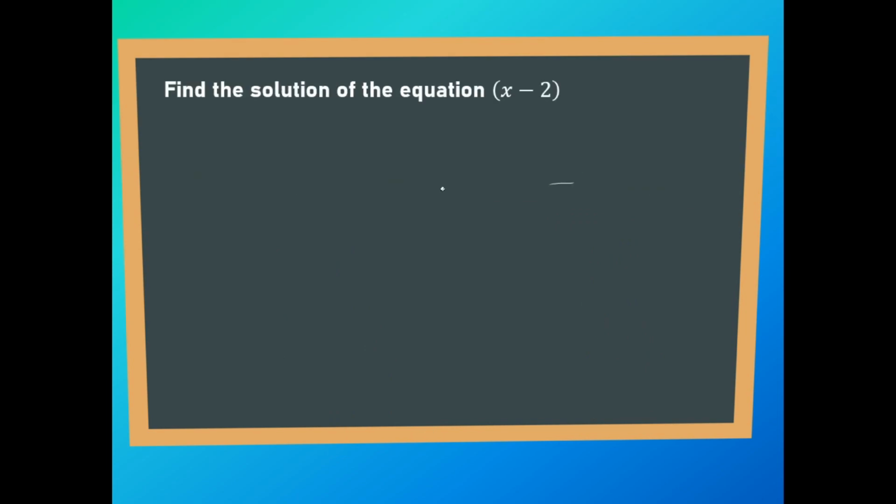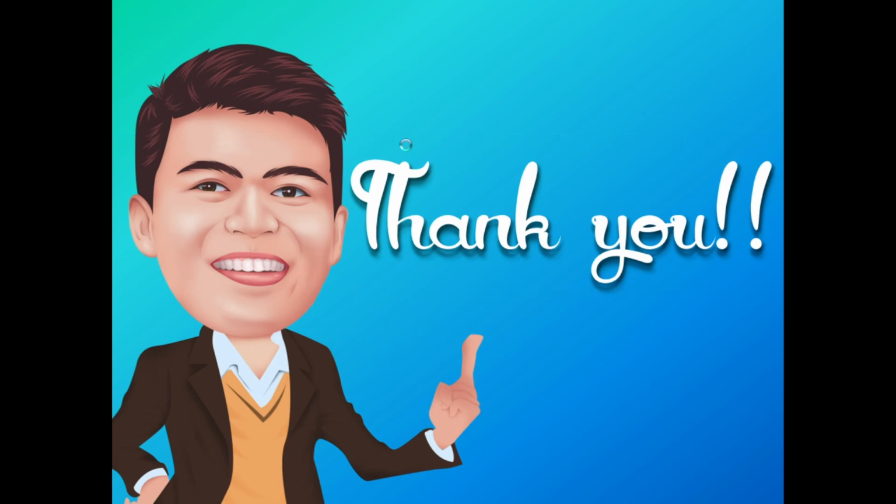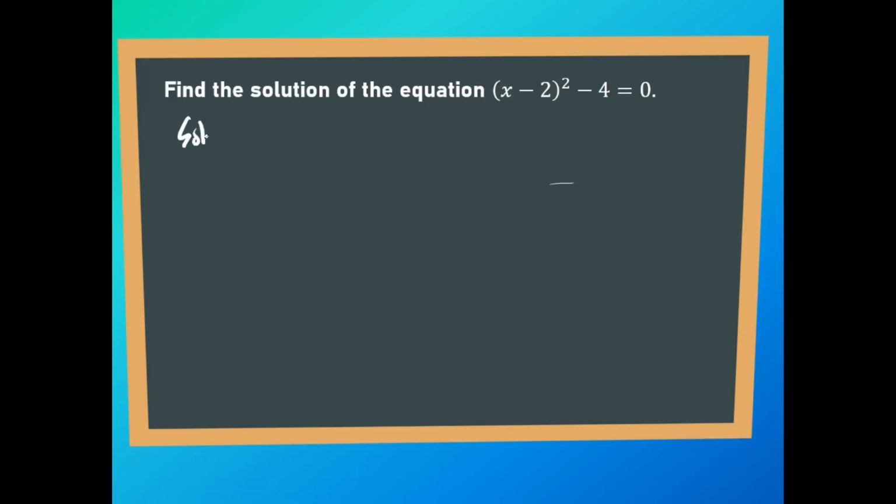Okay, next example. Find the solution of the equation x minus 2 squared minus 4. So same to ng previous example natin, right? So solution. So we have here x minus 2 squared minus 4 equals 0. So eliminate natin yung 4 or negative 4 na nasa right side. So add tayo ng 4. So since eliminated na yan, so magiging x minus 2 squared is equal to 4.